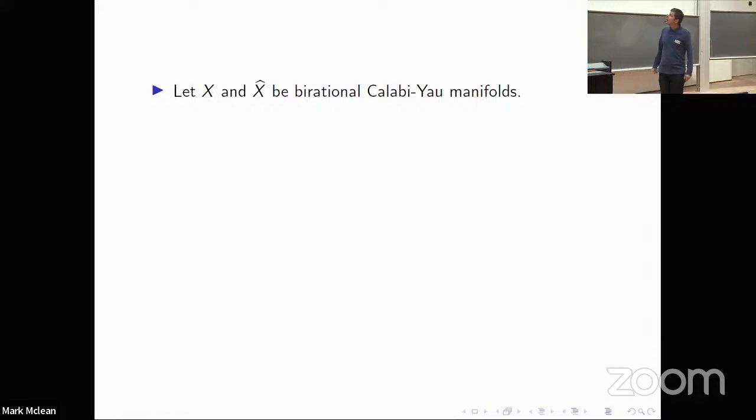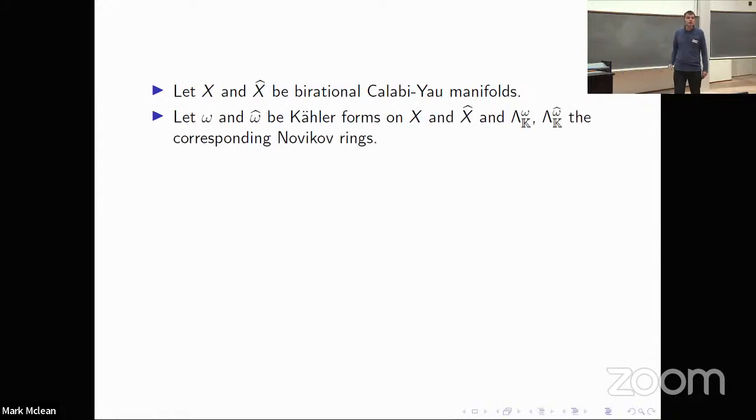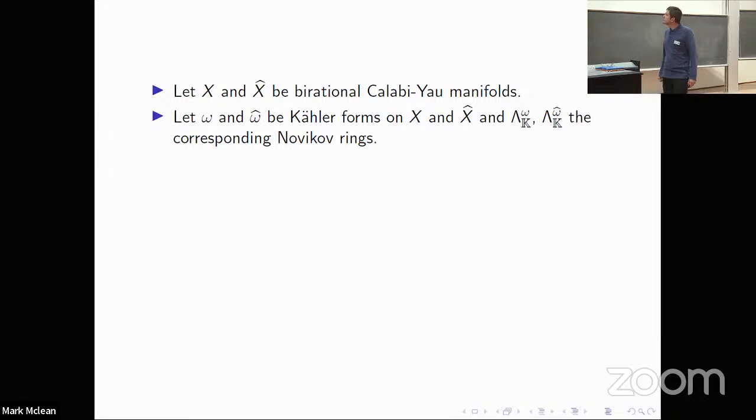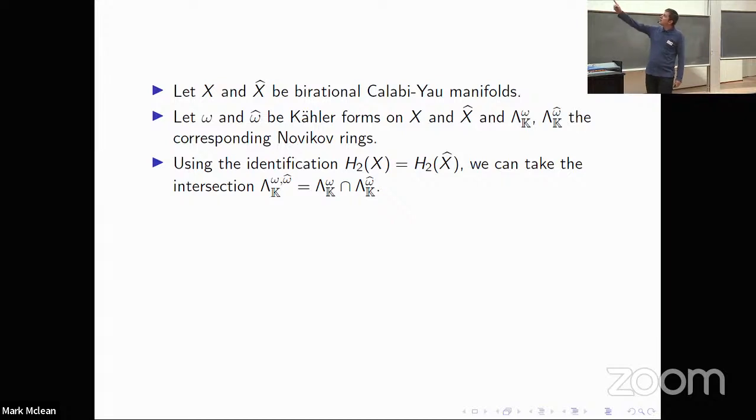So I have my birational Calabi-Yau manifolds, and I have these two Kähler forms, omega and omega hat on X and X hat. And then I have the associated Novikov rings, so group completions of H2 of X and H2 of X hat. And remember, I said H2 of X is equal to H2 of X hat. And so, if I want to compare the Novikov rings, one thing I can do is just take their intersection, once I've identified these H2 groups.